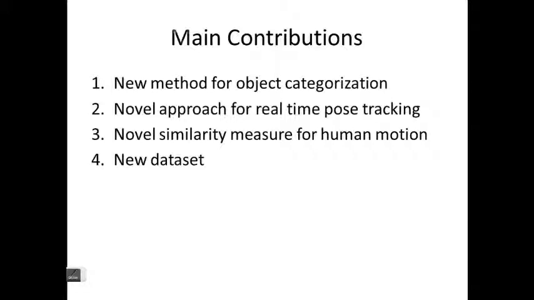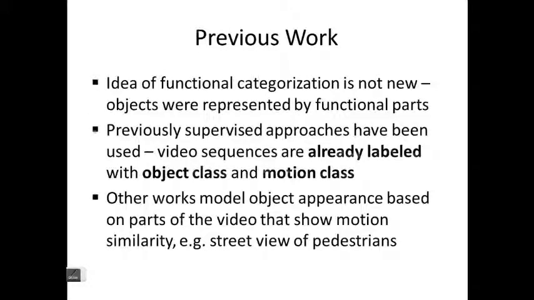So, what are the main contributions of this paper? They provide a new method for object categorization based on functionalities and affordances. They also have a novel approach for real-time pose tracking, and a novel similarity measure for human motion. We'll discuss later how they're able to distinguish between various action classes based on this similarity measure. And they also came up with a new data set that helps them conduct a full series of experiments, which I'll talk about all of these in detail later.